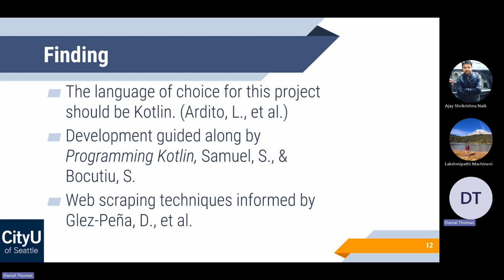Development was guided along by the book Programming in Kotlin by S. Samuel and S. Bocuccio. That book was great. It really does just kind of walk you through all of the initial stuff. A bunch of the beginning is traditional language things. That's fine. But it gets into the intricacies of Kotlin more than I needed. Very useful.